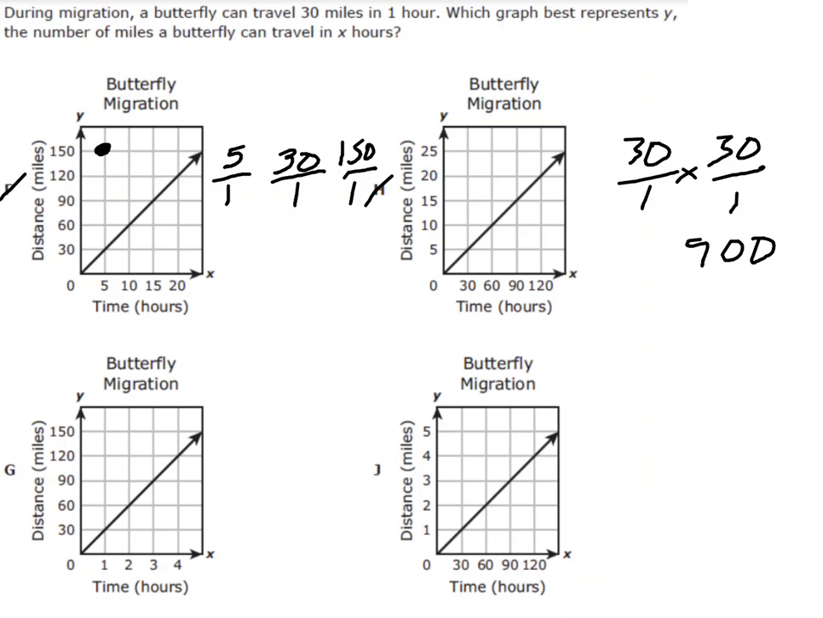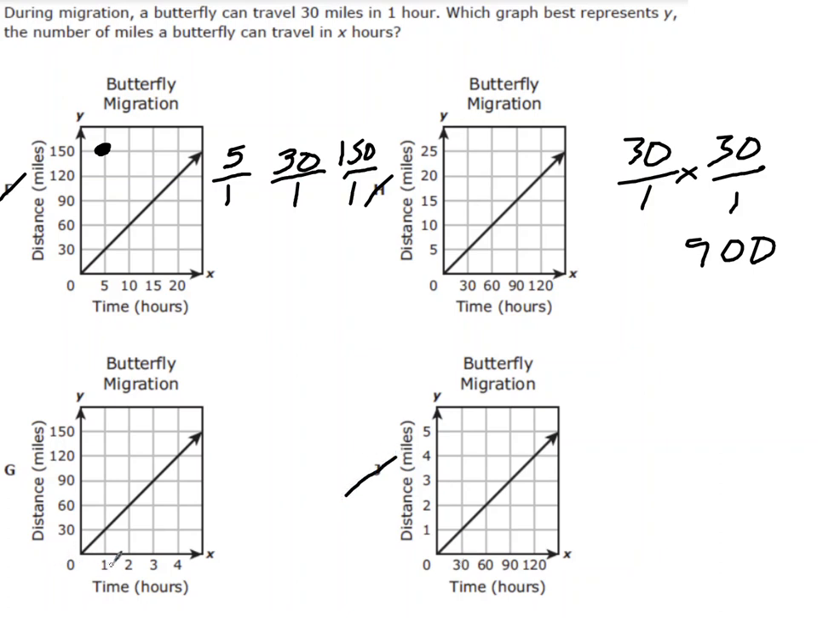Let's check out J. All right. So time, 30 hours. Again, that's not even on our graph. 900 is not even on our graph. So 30 miles per hour for 30 hours, the butterfly should go 900 miles. That's not even on our graph.